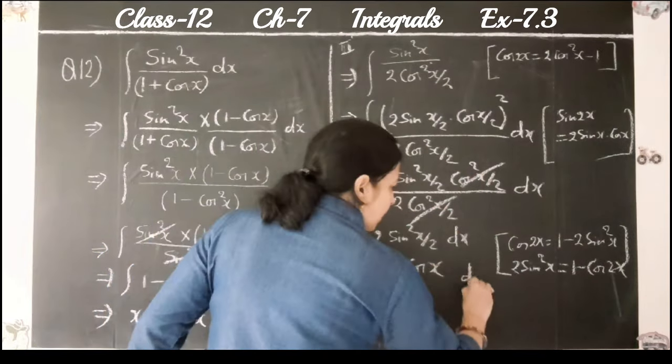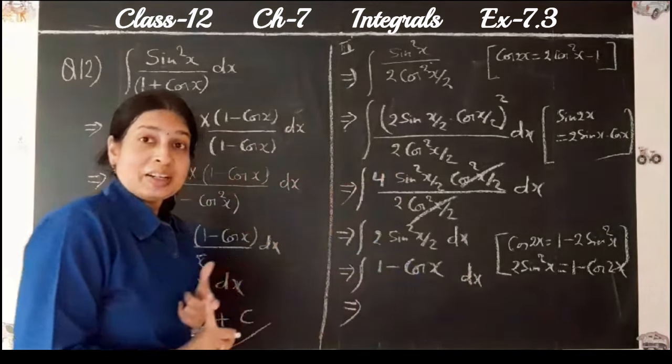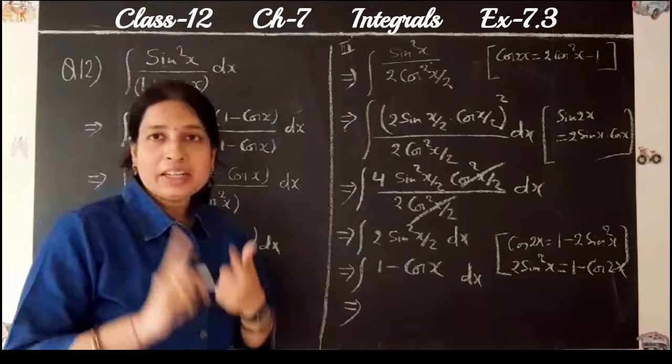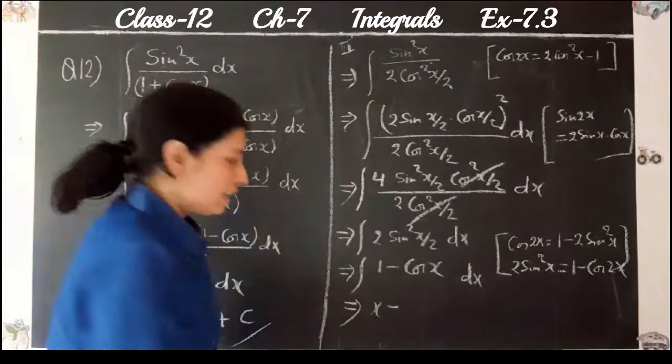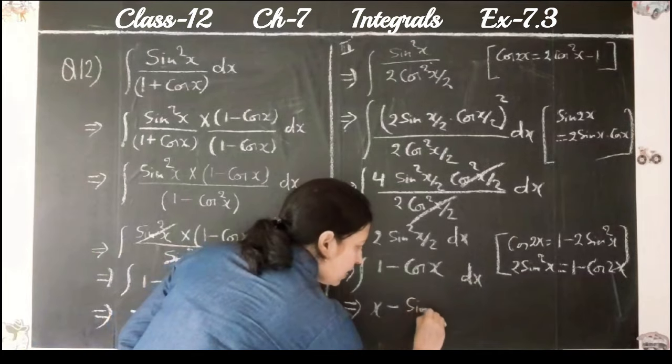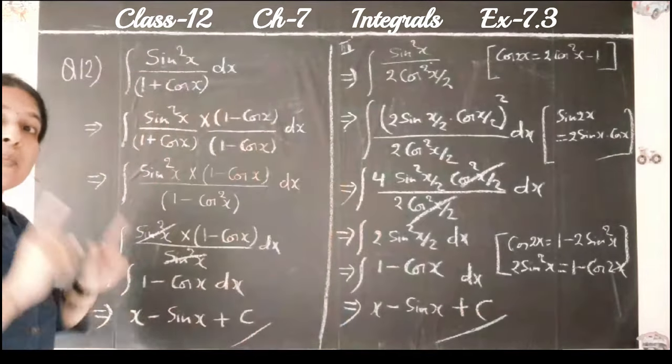Okay, then integrate. Again, this one is in standard form. So integral of 1 will be x, and integral of cos x will be sin x. So write here sin x and write a constant c. So this is your answer by the second method.